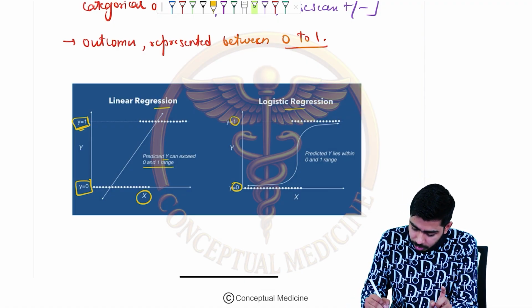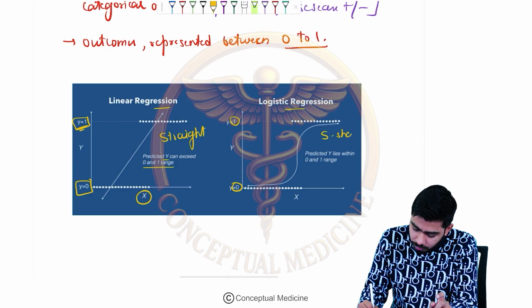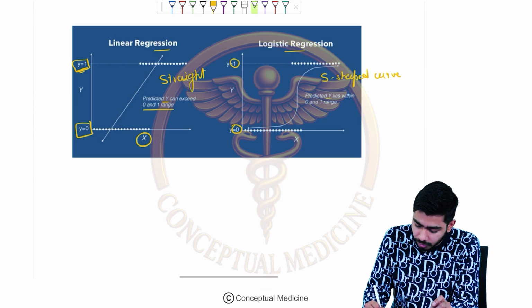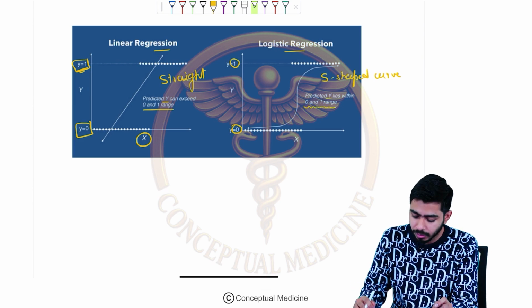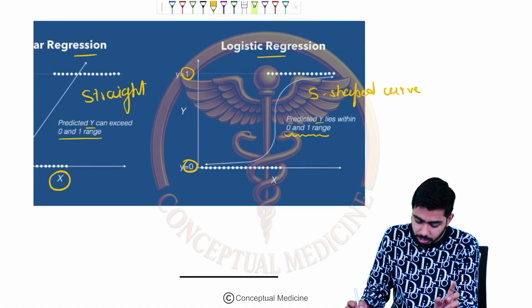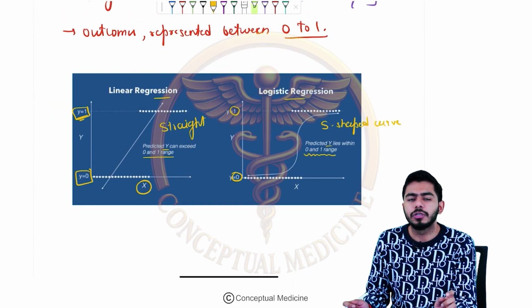And the curve you will be seeing over here is generally a straight line. And for the logistic one, you will be seeing an S-shaped curve, right? So there is a difference over here, and the predicted y will always lie in between the 0 and 1 range. So that is the major difference between linear regression and logistic regression, right?